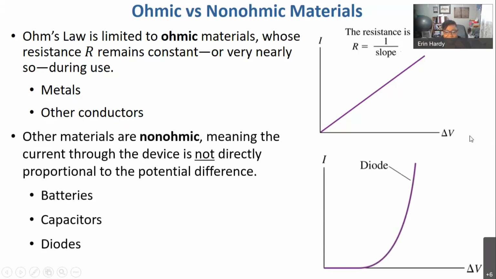So for non-ohmic materials, there is no longer a one-to-one relationship or ratio between the delta V that you put across the ends of this resistor and the amount of current that you can measure going through this resistor. And batteries being capable of increasing their internal resistance over time means that they're also non-ohmic.